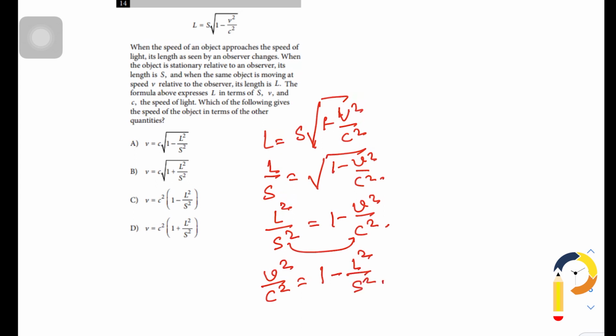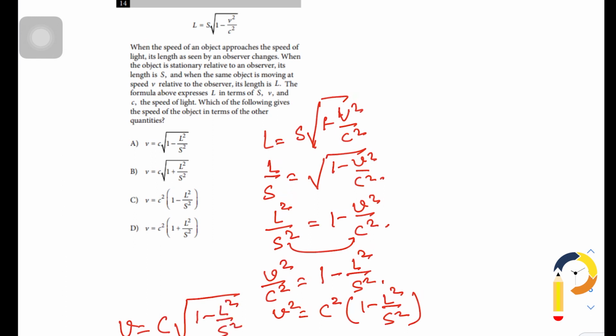Now you can multiply by c square on both sides. So this will become v square equals c square times 1 minus L square by s square, and then you can take the square root of both sides. So what you get is v equal to c under root 1 minus L square by s square, because the square root of c square is c. Do we have this in the answer choices? Yes, we have, and that is equal to A.